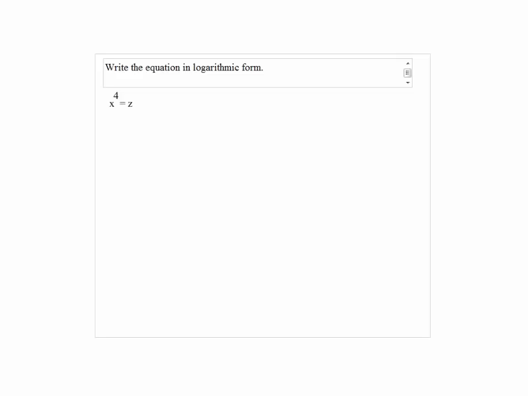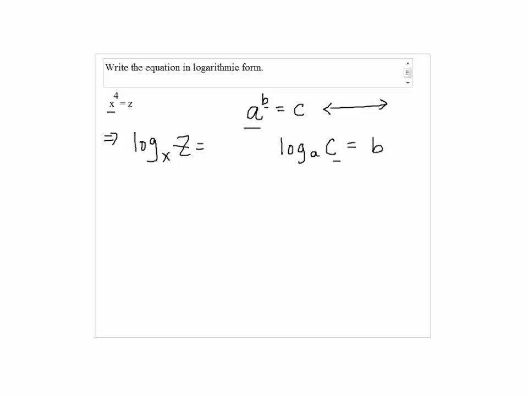Write the equation in logarithmic form. A to the bth power equals c in exponential form is written as log base a of c equals b in log form. So here we have x to the 4th equals z, so that could be written as log base a, which is x, of c, which is z, equals b, which is 4.